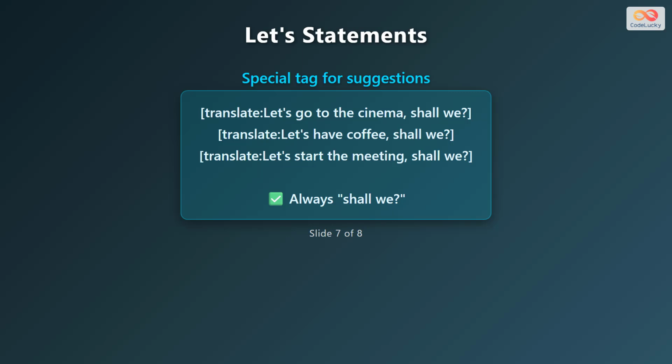When using let's to make suggestions, the tag is always shall we. For example, let's go to the cinema, shall we, or let's start the meeting, shall we? This is a special tag used only in this type of sentence.